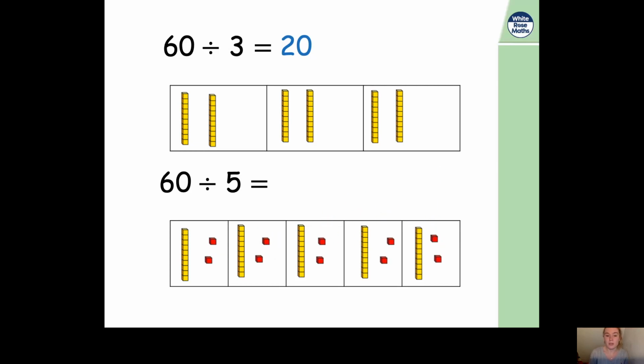Have we shared them equally? Well, there are 2 ones in each group, aren't there? And how many, with the 10 in the group as well, is in each group? Well, there's 1 ten and 2 ones. So that's 12. So 60 divided by 5 equals 12. Well done if you spotted when you were doing it on your own that you needed to break up that 10 into 10 ones. Fantastic.